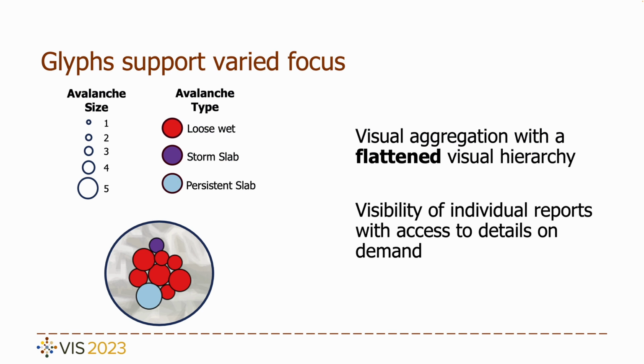We used packed circle glyphs, where each circle represents a report and encodes various report attributes like avalanche size and avalanche type. And these glyphs, rather than relying on numerical aggregation, support visual aggregation across multiple potential patterns in the data that the viewer can point attention to as they see fit during the analysis. Also, reports are shown individually and provide access to detailed information and tooltips that can be used to contextualize and better understand broader patterns in the data.